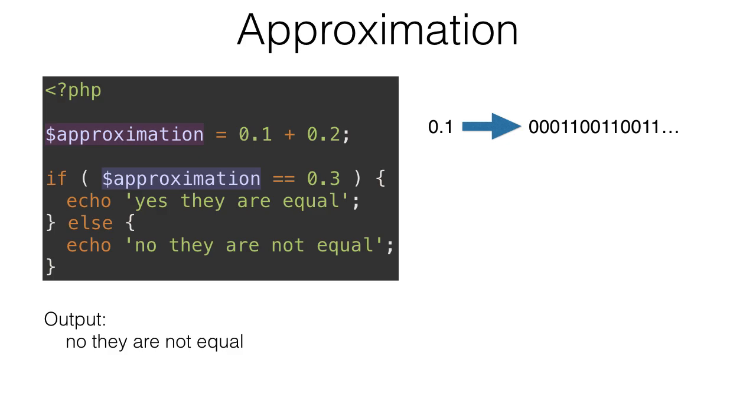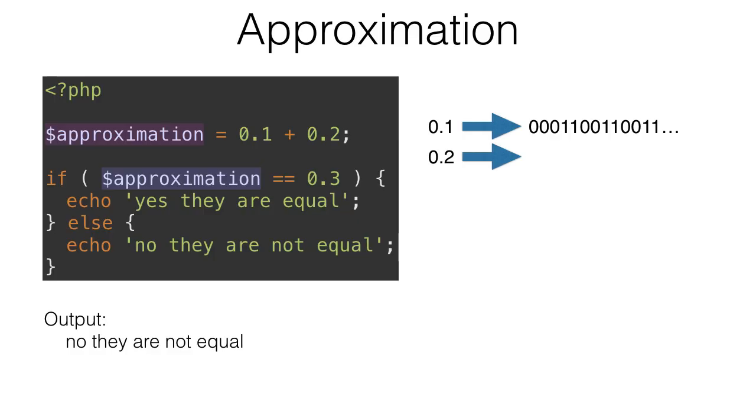Notice it. What do you see? 0, 0, 0, 1, 1, 0, 0, 1, 1, 0, 0, 1, 1. And it's just going to continue on forever. So we're going to get an accuracy limit right there.